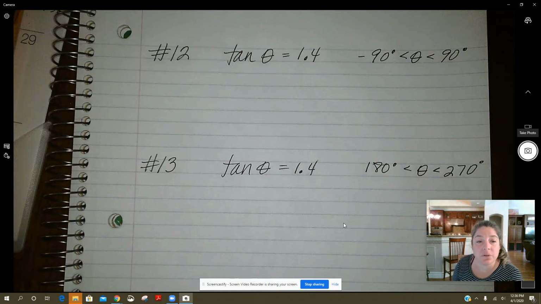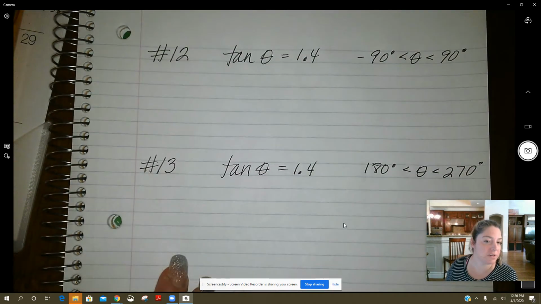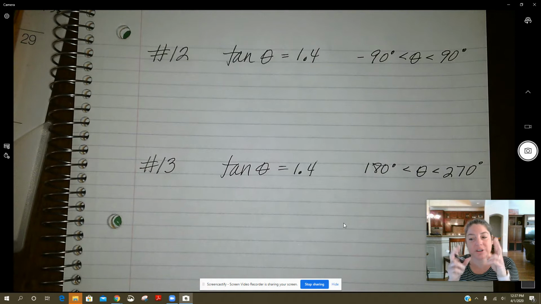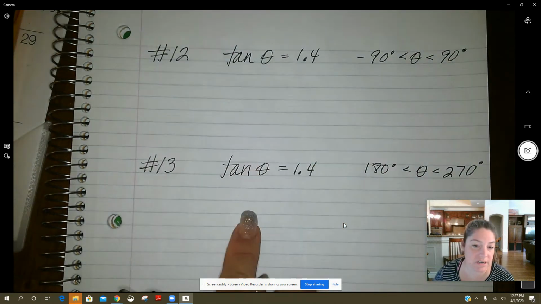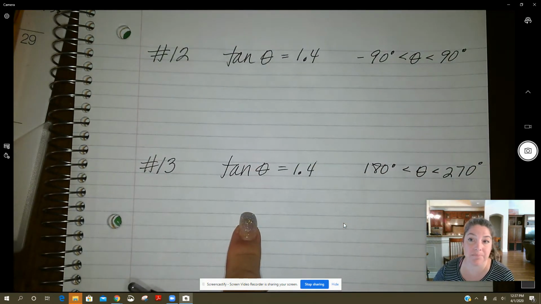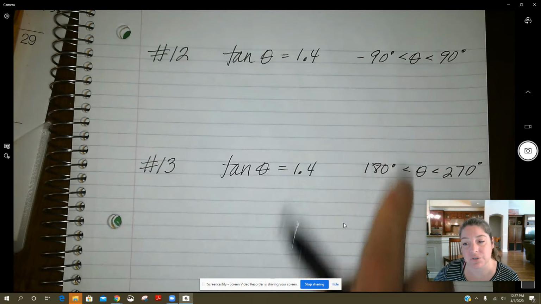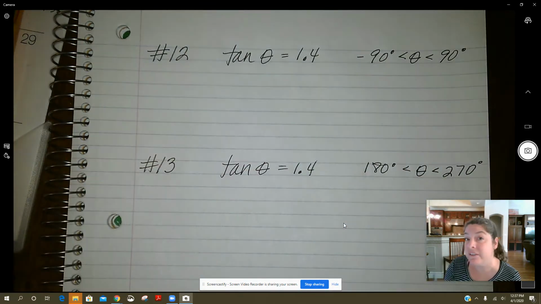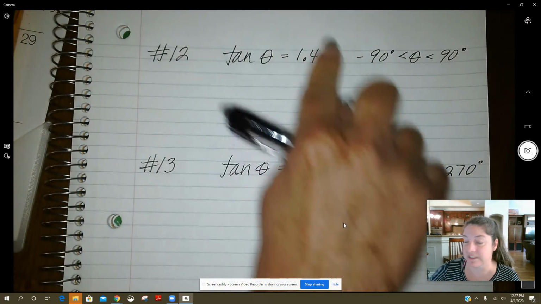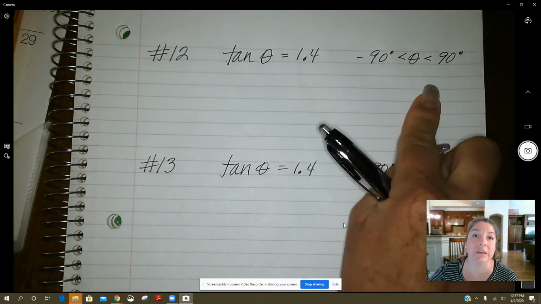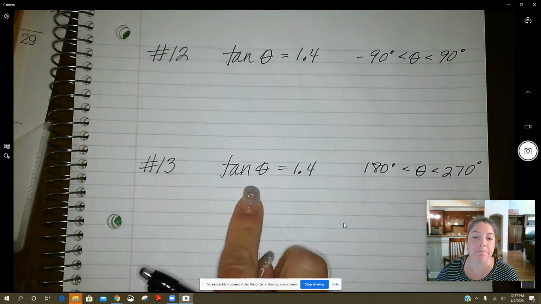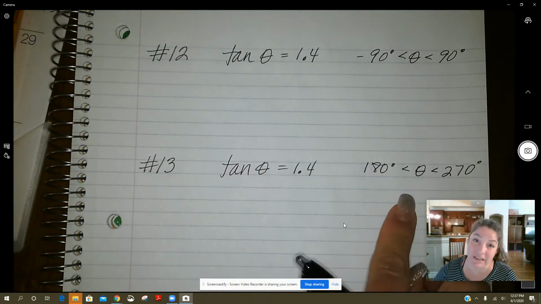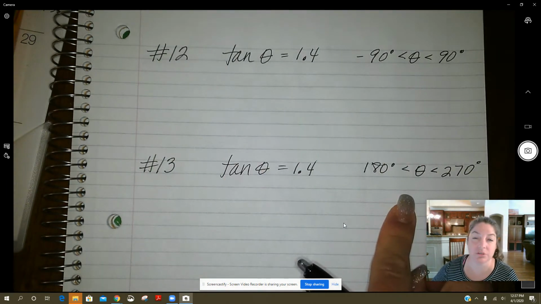Hey guys, so I wanted to go over with you number 12 and number 13 because the restrictions are a little bit different with this problem and these kinds of problems, okay? So the first thing that you'll notice is that number 12 and 13 are exactly the same, but they have different restrictions on them. Now, they're giving you the restrictions, so they're telling you, hey, when you do this problem, I want an answer that is between negative 90 and 90 degrees. And when you do it again, I want a different answer that's somewhere between 180 and 270.